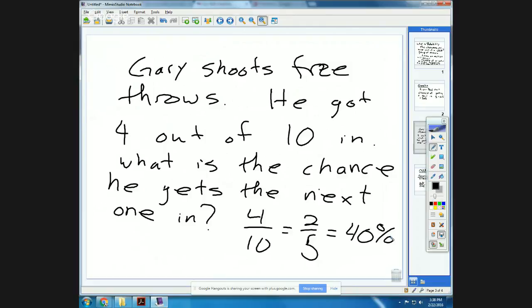So I just got 5 out of 10, and I'm going to flip the coin again. Is the coin aware that there were just 5 heads and 5 tails? No. It is totally unaware. So there's still a 50% chance that's going to happen.